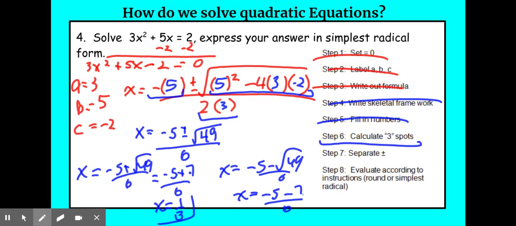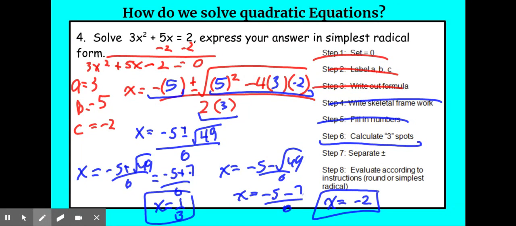And that's a rational answer. So I was just showing you that actually could have been factored to get your answer. And some of you might have wanted to complete the square. But again, we're trying this method only right now. And then you have negative 5 minus 7 is negative 12 divided by 6, which if you plug in your calculator, you get negative 2. So your two answers here are 1/3 and negative 2, which are rational.